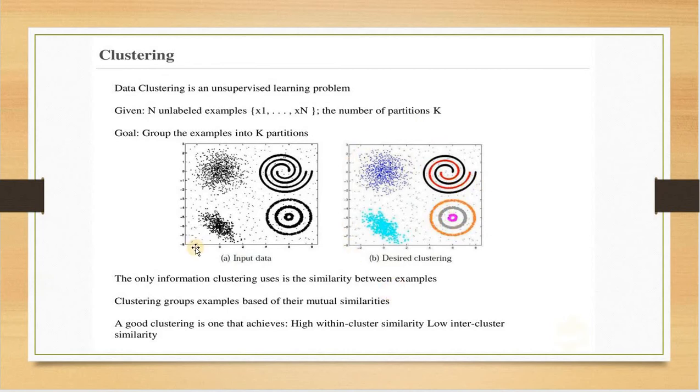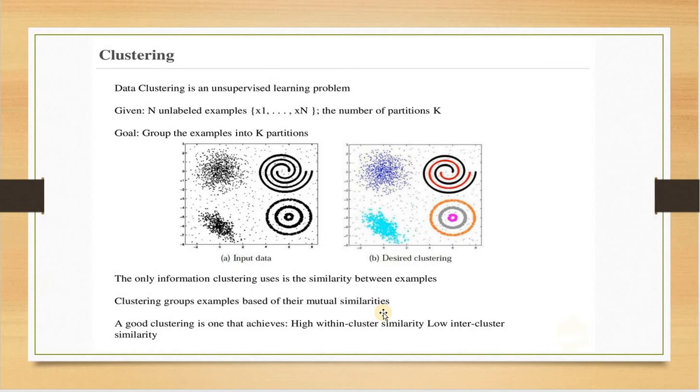Now, the only information clustering uses is the similarity between examples. The question here is, how does clustering work? Clustering is based upon similarity. If the features have the same similarity, then those features will be grouped into one cluster. Clustering groups examples based on their mutual similarities, as I said.